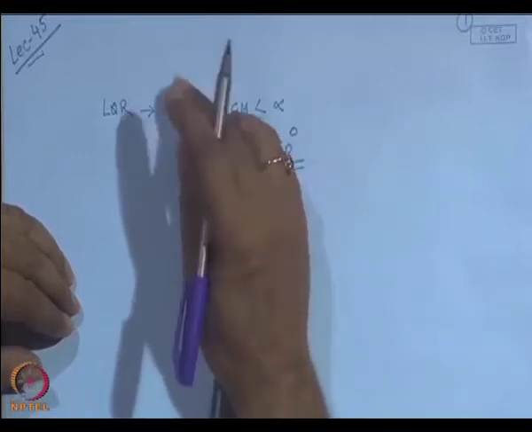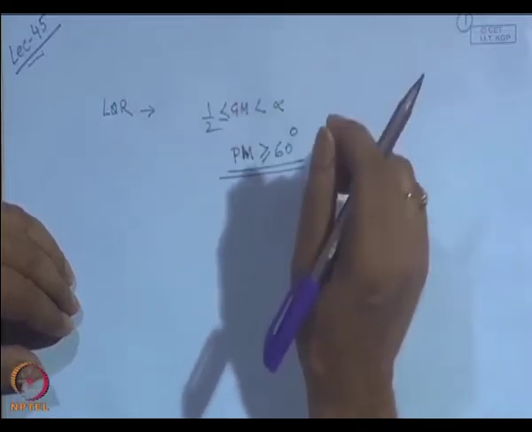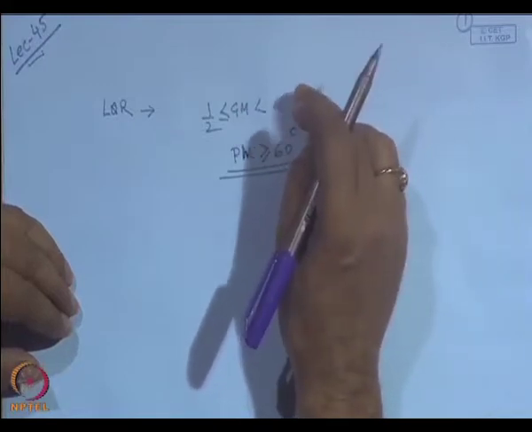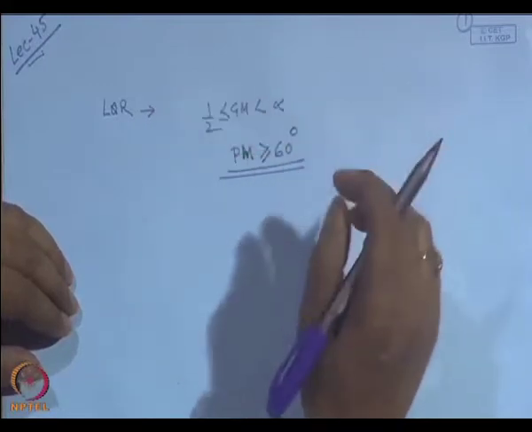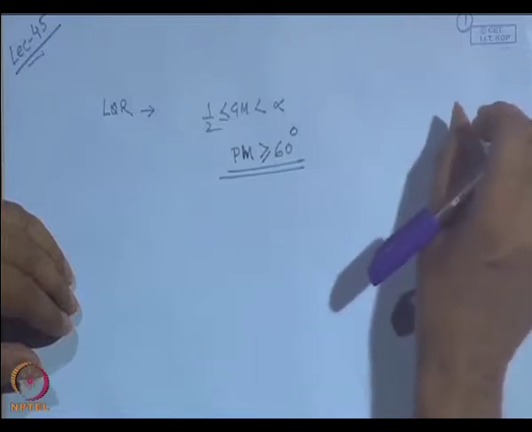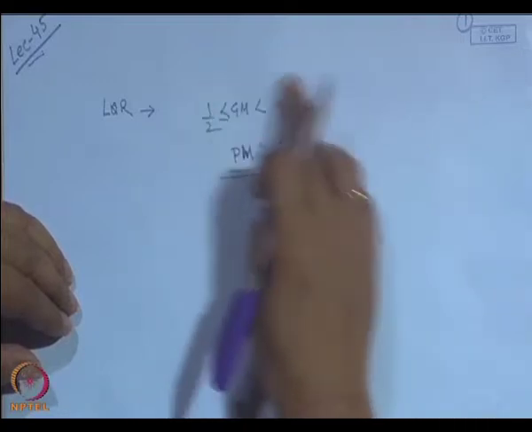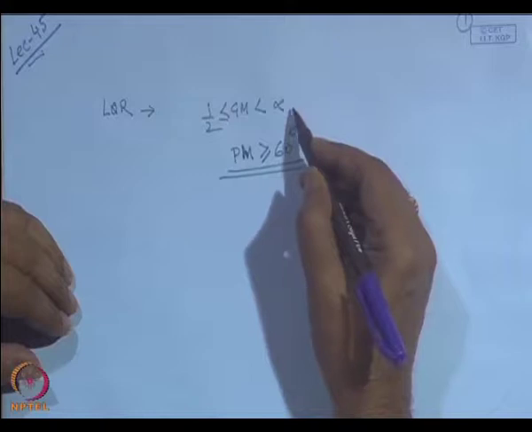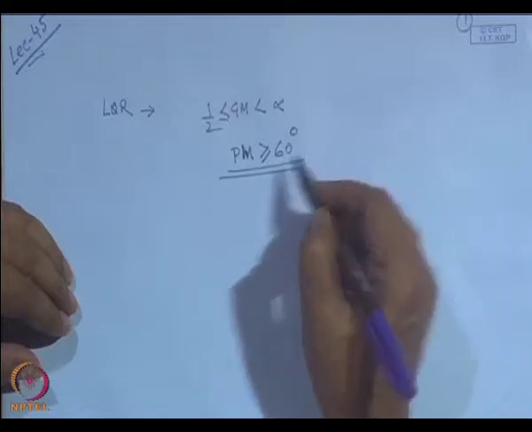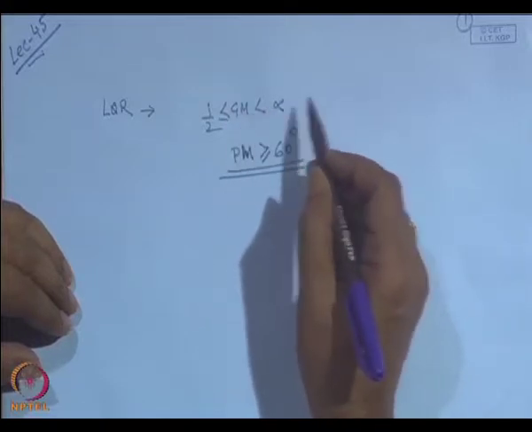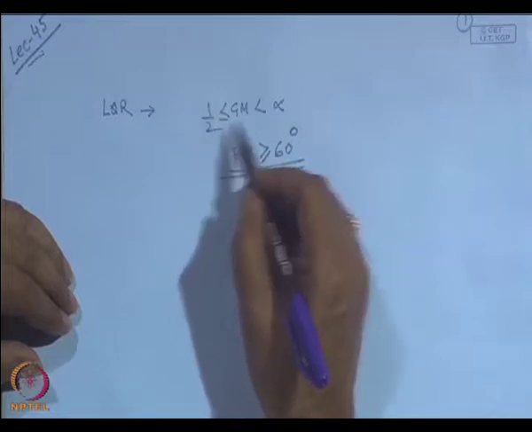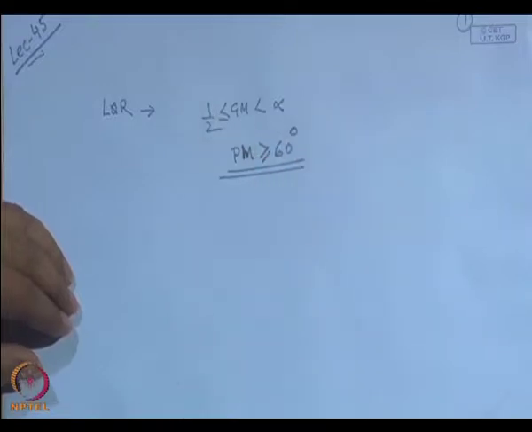So, if you do the LQR design based on performance index minimization, then you will get a phase margin greater than 60 degrees, and a gain margin greater than half and less than infinity.